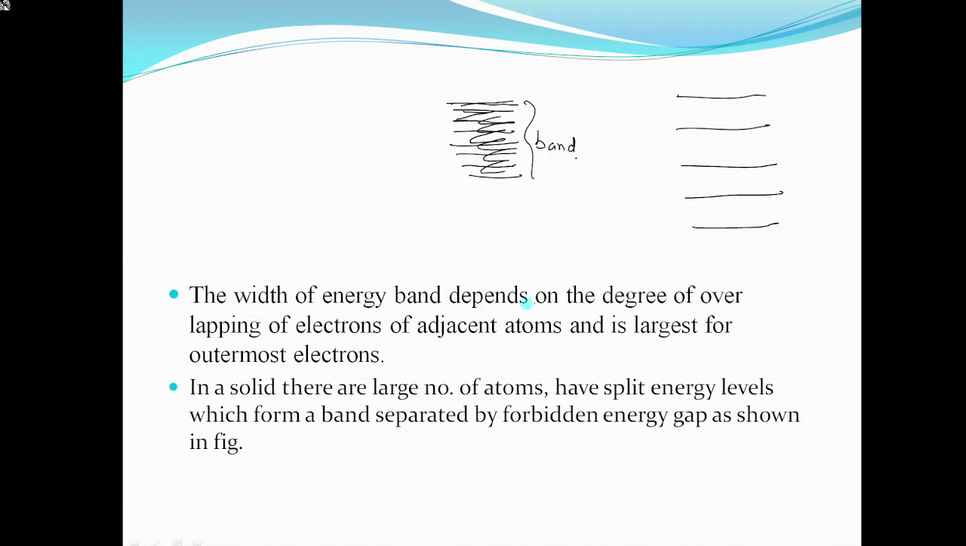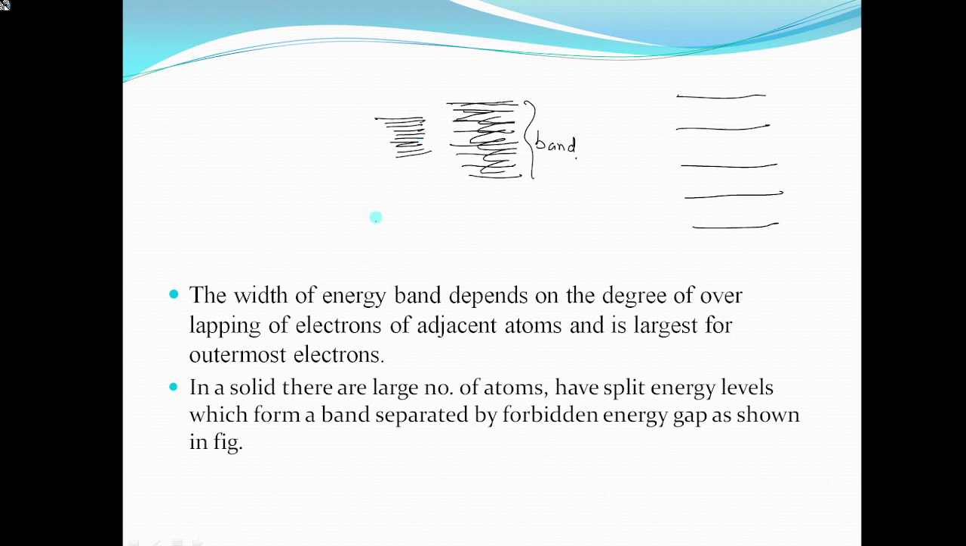So the width of the energy band depends on the extent of overlapping. If atoms are very closely packed together, the energy levels also will be very closely packed. So the width of this band decreases.